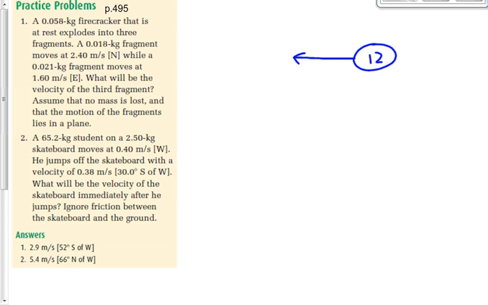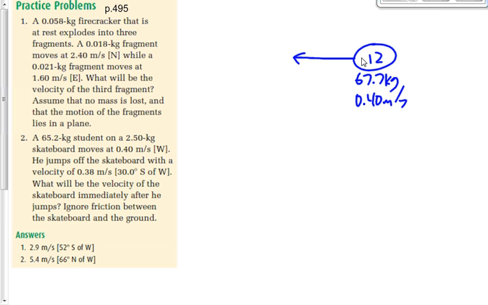Because it's the guy and the skateboard together. I don't care what you call it. I'm calling it 1, 2 just so that I remember that it's both of them combined. It's a total of 67.7 kilograms, because it's the guy on the skateboard or the girl on the skateboard together here, moving at 0.40 meters per second to the west. This is before the explosion, for lack of a better term, takes place.